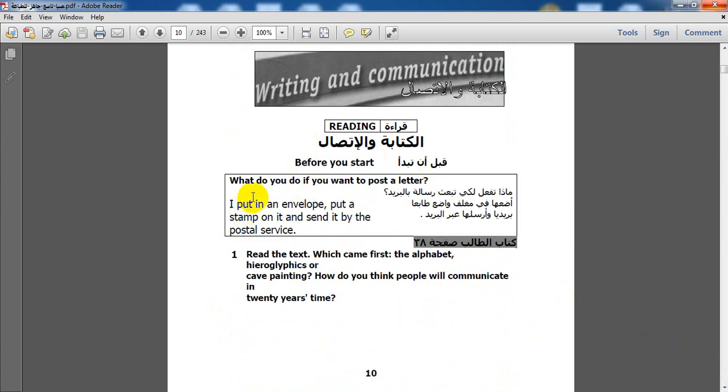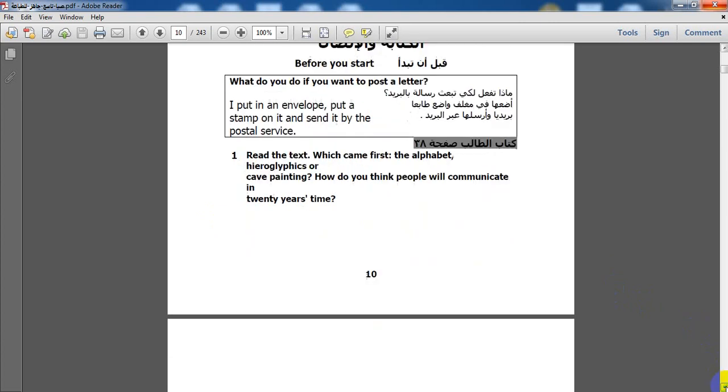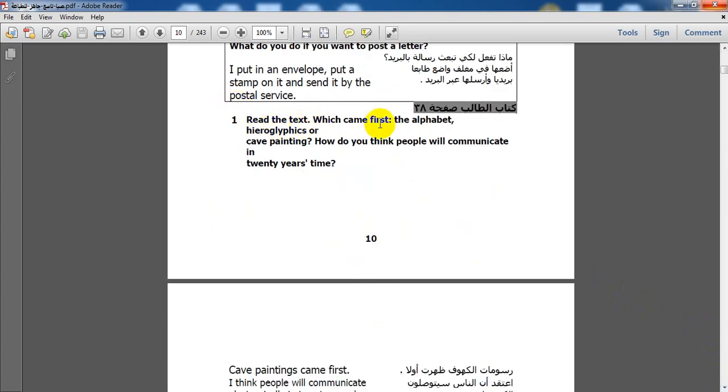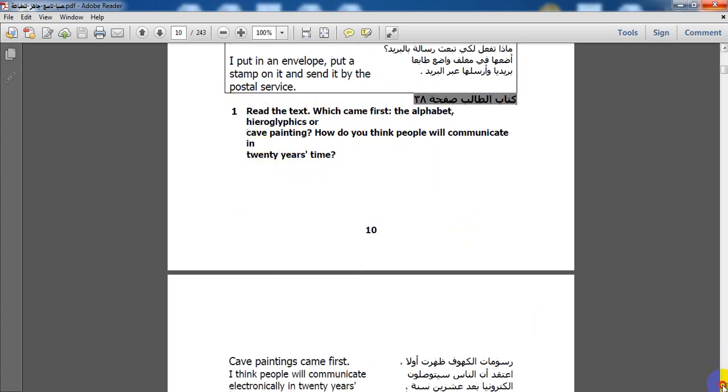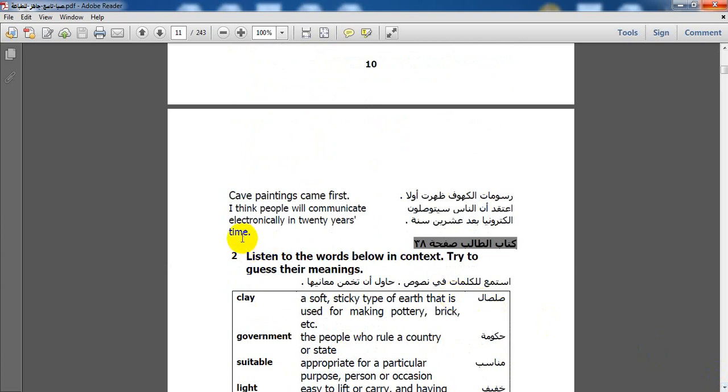Reading. Before you start, what do you do if you want to post a letter? I put it in an envelope, put a stamp on it and send it by the postal service. Read the text. Which came first, the alphabet, hieroglyphics, or cave painting? How do you think people will communicate in 20 years' time? Cave paintings came first. I think people will communicate electronically in 20 years' time.